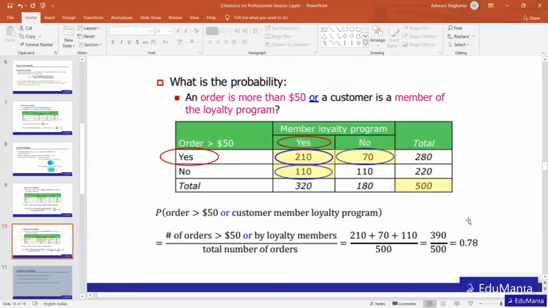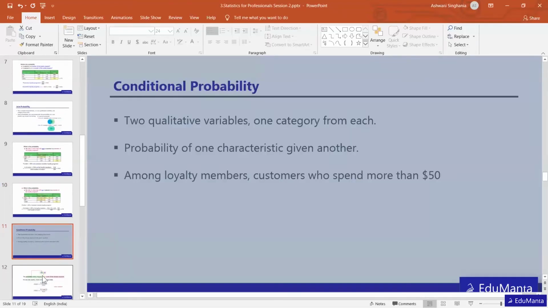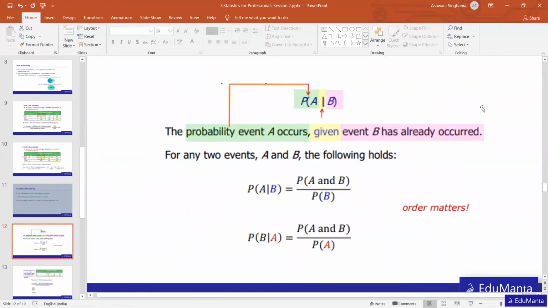I hope you are able to differentiate between "and" and "or". If there's any confusion, you can ask me, and I will repeat it. Okay, so let's move ahead. Now moving on to conditional probability.